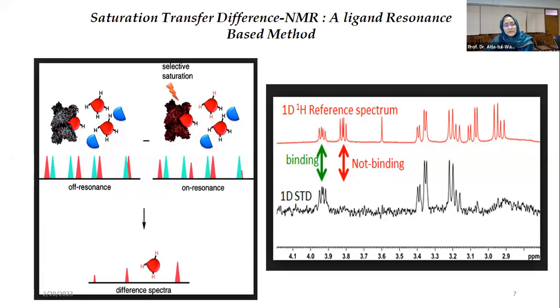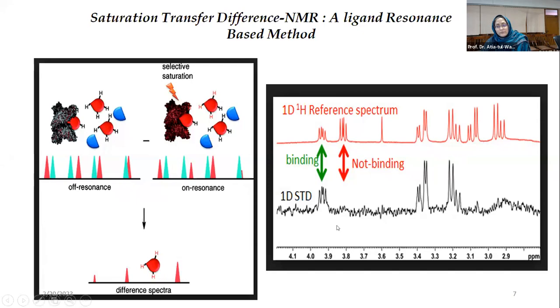So we have a saturated protein, and those ligands which are in close contact with the protein receive the saturation. We record an on-resonance spectrum and an off-resonance spectrum, and we need to subtract them, since, as the name says, saturation transfer difference, it is a difference spectrum. So we subtract these two spectra, and at the end what we get is the interaction of those protons of the ligand which receive the saturation from the protein.